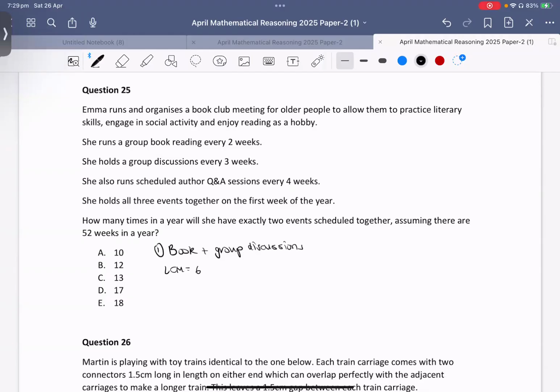So if she runs it in week 1, she's going to run it again like week 7, week 13, week 19, right? And just keep adding 6 to it, okay? Week 31, week 37, and we know week 43 and week 49, right? Did I miss something? Sorry, this is meant to be 43. There we go. Okay. And number 2, the second one is going to be either, let's say, a book reading plus a Q&A, right? Their LCM here is going to be every 4 weeks, right? So the LCM between 2 and 4, that is.